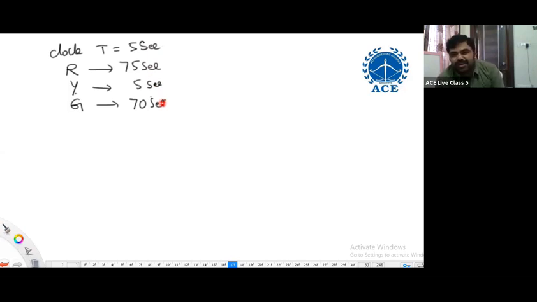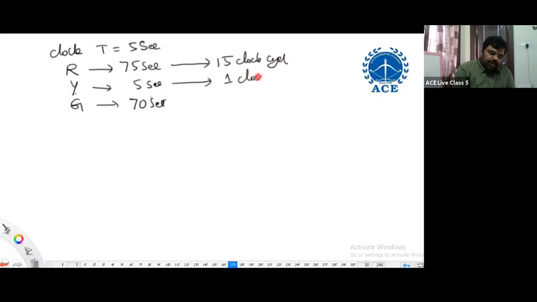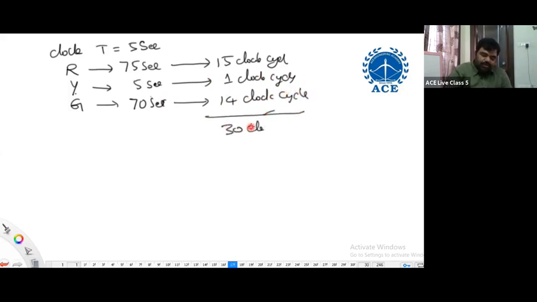Unfortunately, we don't have any input to consider. Only the clock is there, and we need to design a system that simply goes through these possibilities. What can I do? Simple thing: how many clock cycles total does it have to count? Here it is 15 clock cycles, here it is 1 clock cycle, and here it is 14 clock cycles. So in total, it has to count 30 clock cycles.